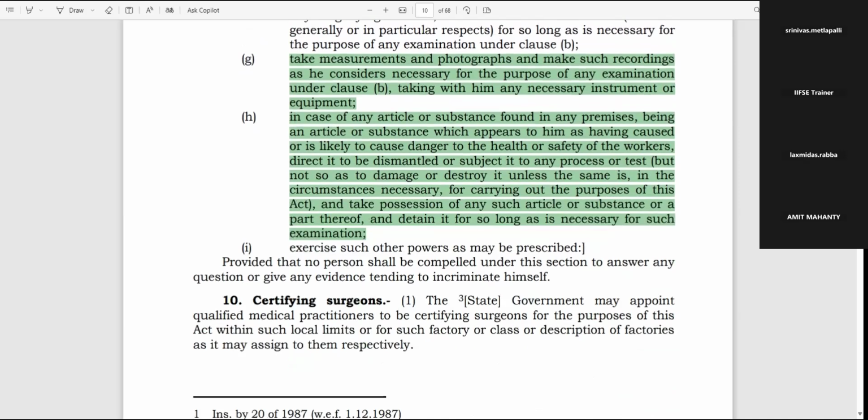Then take measurements and photographs and make such recordings as he considers necessary for the purpose of any examination under clause B, taking with him any necessary instrument or equipment. So he can take the photographs or he can take the videos and other means, etc. He can use any specific equipment or devices.